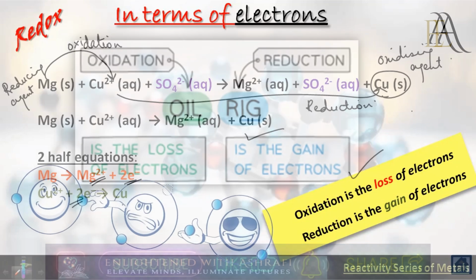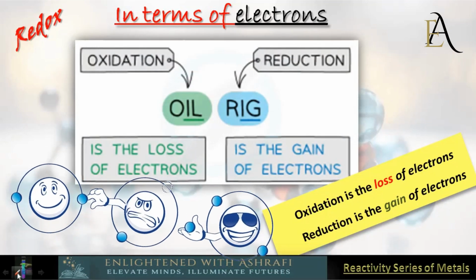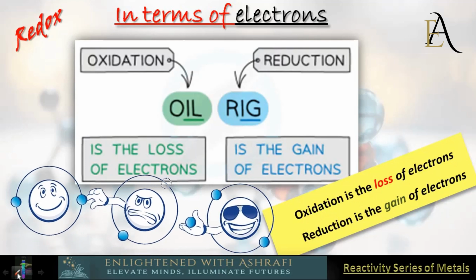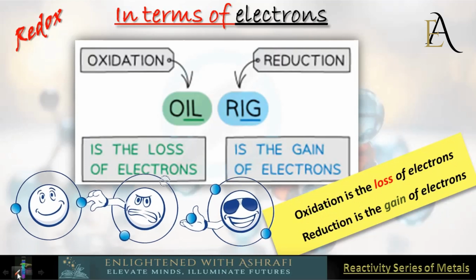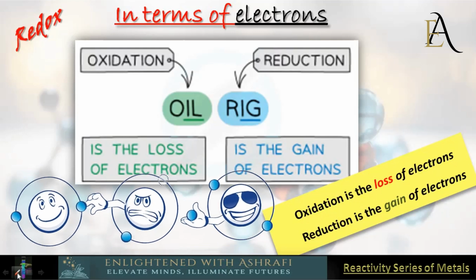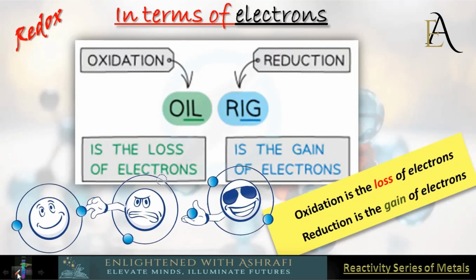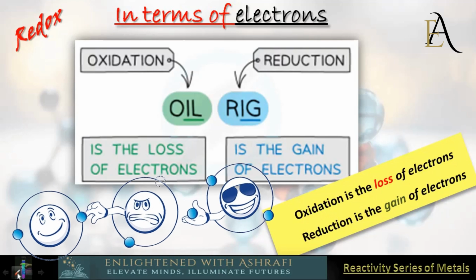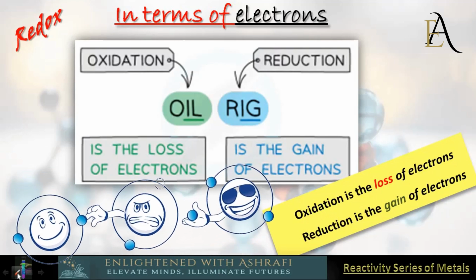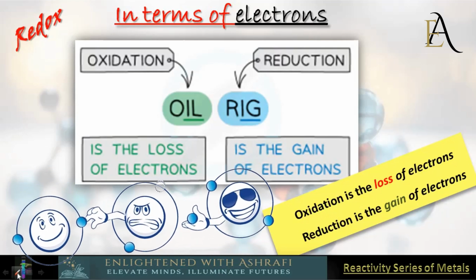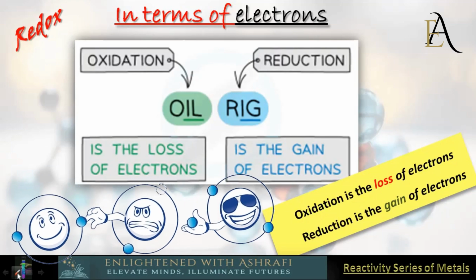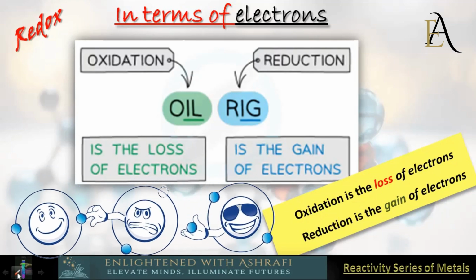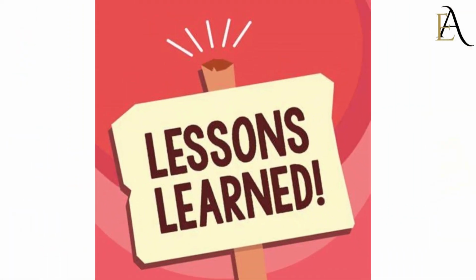I hope it's clear. Redox reaction in terms of electrons: OIL RIG. Oxidation is loss of electrons, reduction is gain of electrons. This is an easy way to remember.